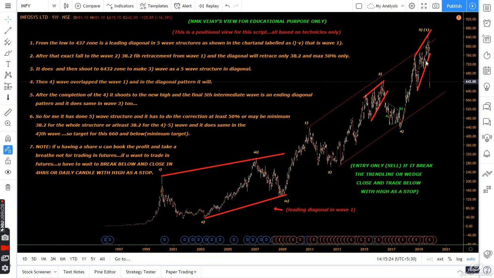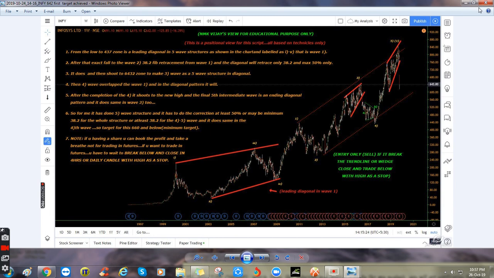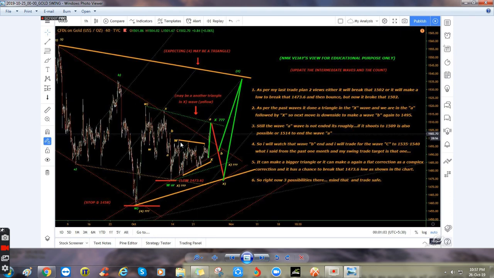So now it will keep on pushing a little bit, and maybe it can cover this gap. It fulfills the gap, and then it may again have to come to that 400 level. So for me, it looks like Infosys has ended one cycle, the 5 wave impulsive wave. So from here onwards it is correction only. So we covered that also just for information, and we will move on to gold.